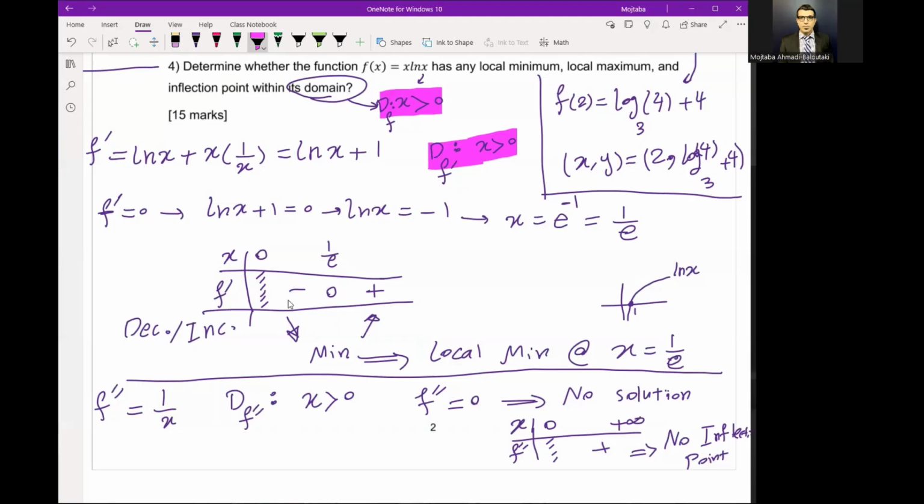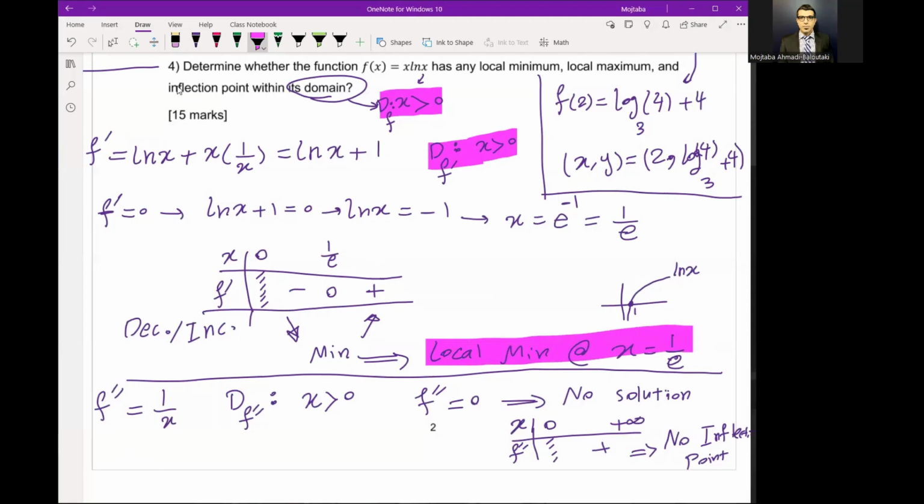So this is f prime. In order to find the sign of this f prime, we're just going to plug in values. Any value smaller than 1 over e will make the whole thing negative. Remember, ln of 1 over e is minus 1, so anything larger than that will result in a larger value, which means the sign would be positive. So we have a decreasing, increasing trend. That means we have a local minimum at this point.